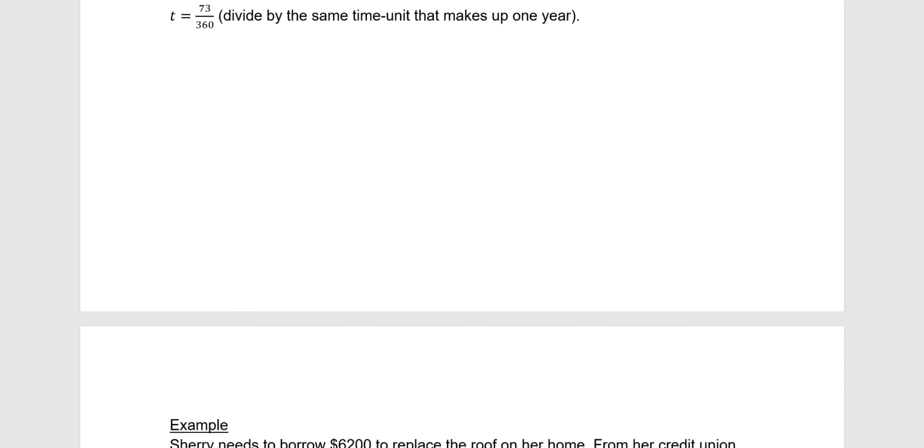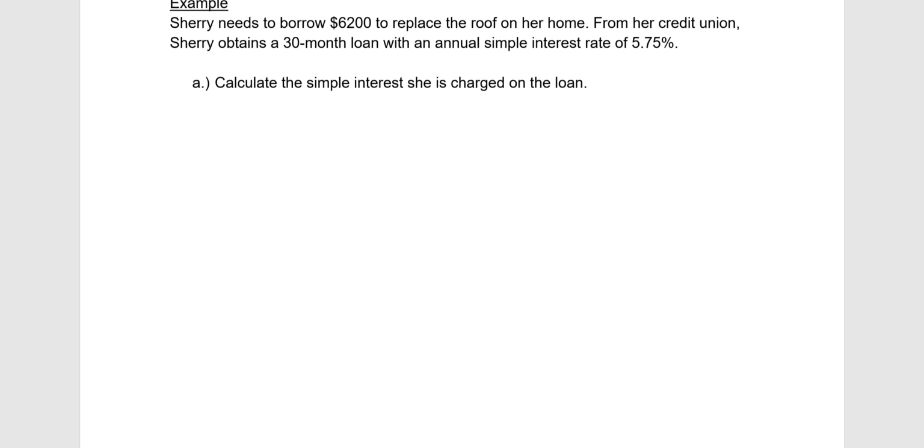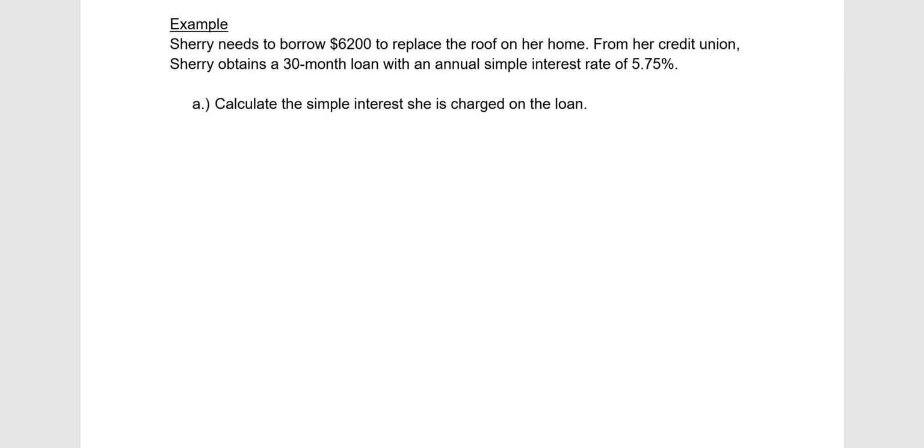Okay, let's do a couple examples here. Sherry needs to borrow $6,200 to replace the roof on her home. From the credit union, Sherry obtains a 30-month loan with an annual simple interest rate of 5.75%. And part A, we want to calculate the simple interest she's charged on the loan. So we're trying to find the interest, the money she needs to pay for borrowing the money. So let's go ahead and write down the formula. We know it's going to be I equals P times R times T.